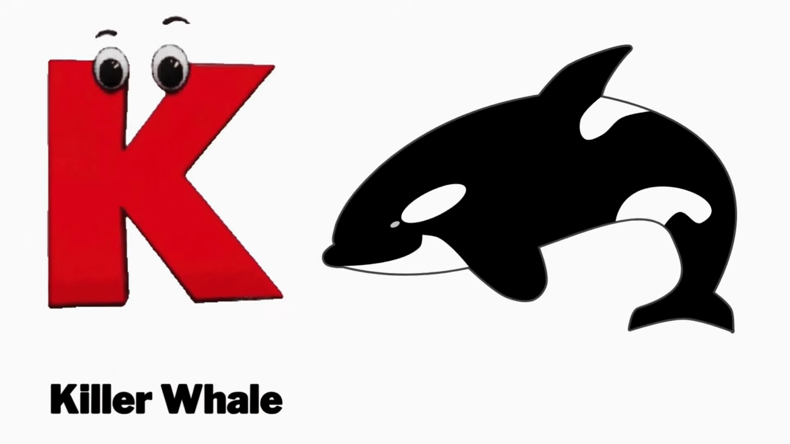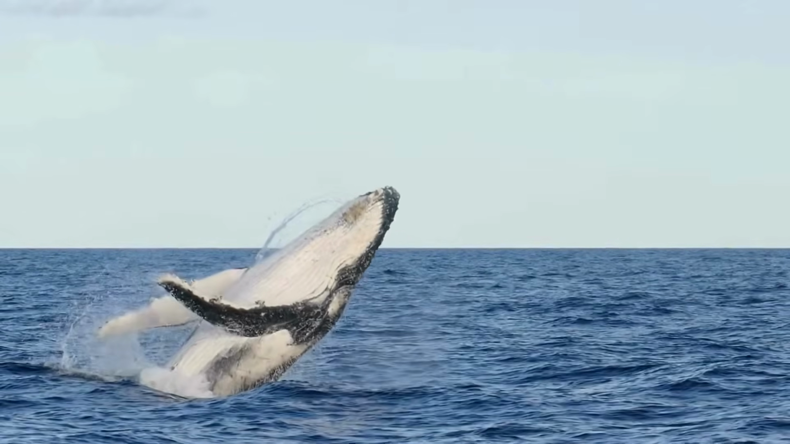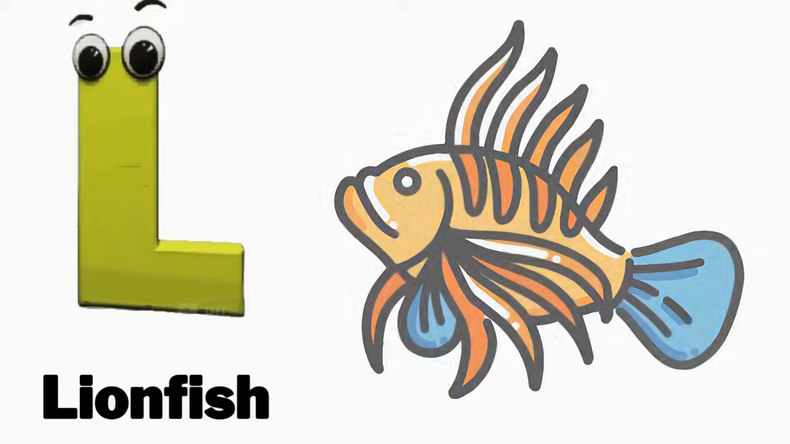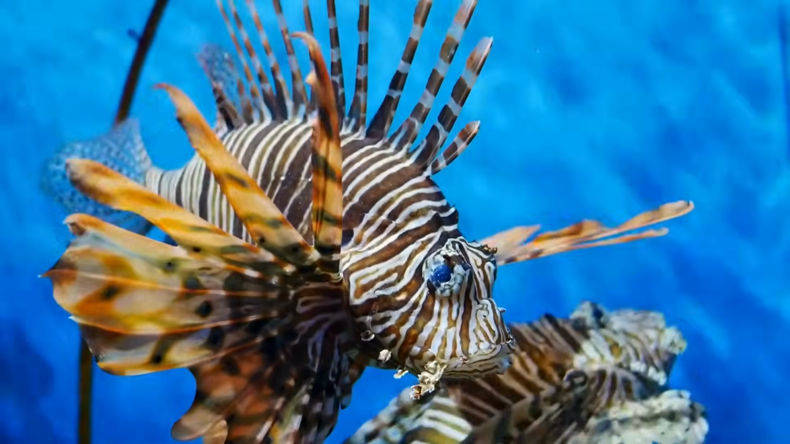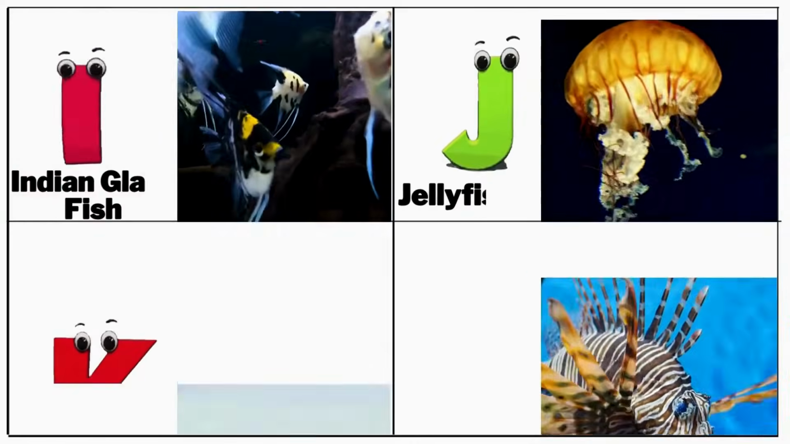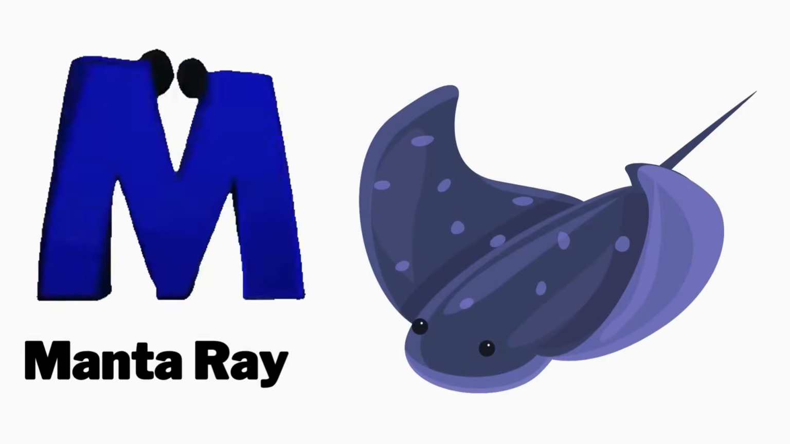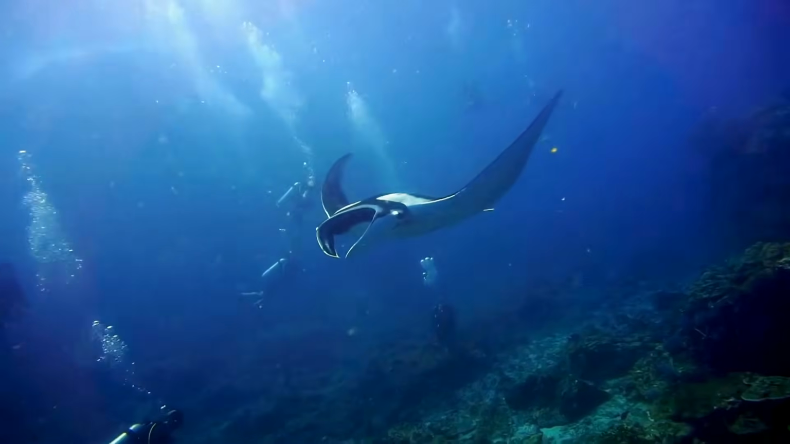K is for killer whale. Killer whale. L is for lionfish. Lionfish. M is for manta ray. Manta ray.